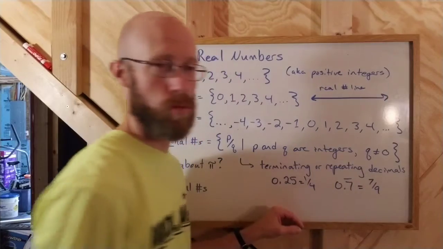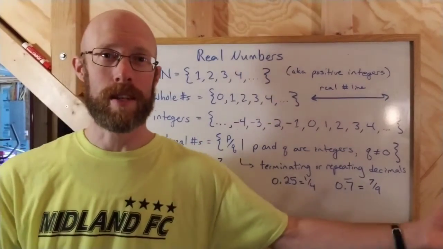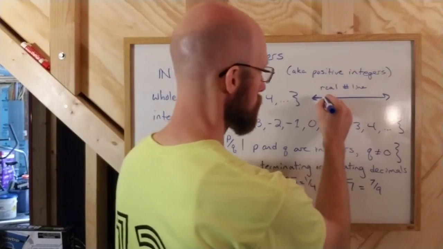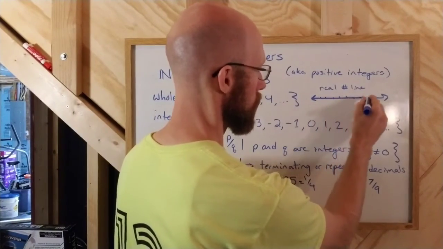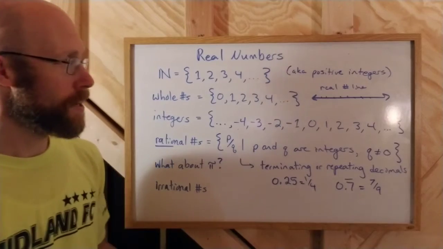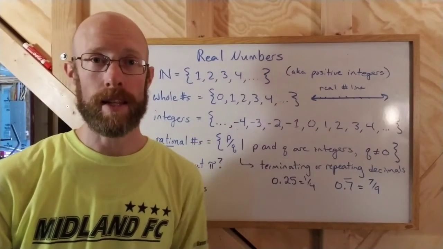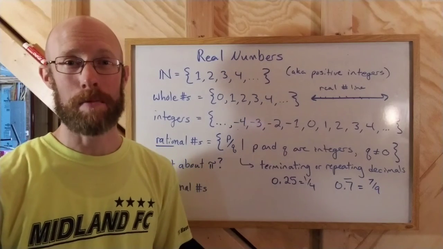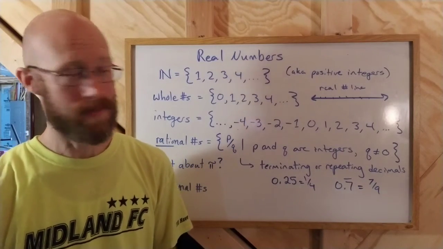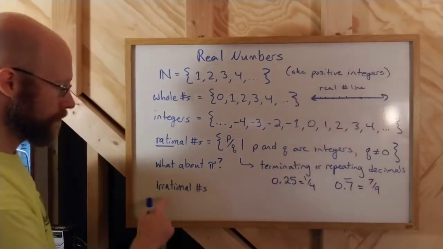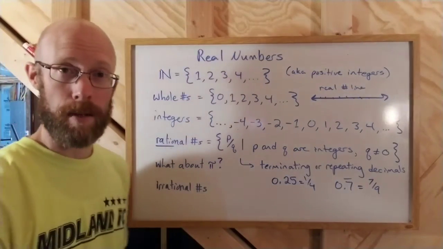It's like a giant ruler or a giant tape measure that's infinitely long. And every number is a point on that line. The rational numbers don't take up every point on that line. In fact, they don't even take up the majority of the points on that line, whatever majority means when you have an infinite number of them. The irrational numbers take up the rest.